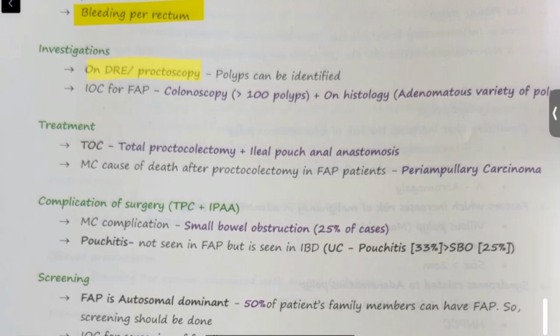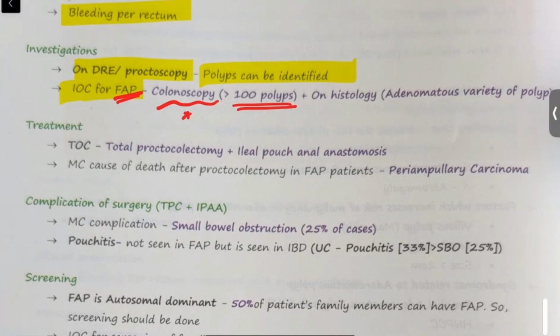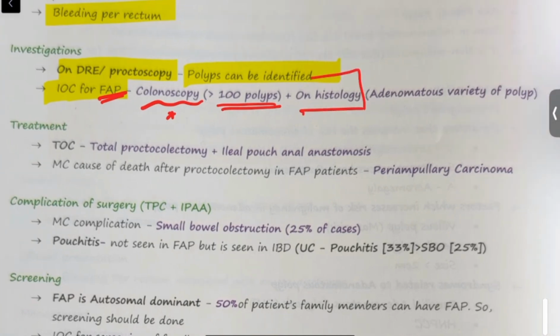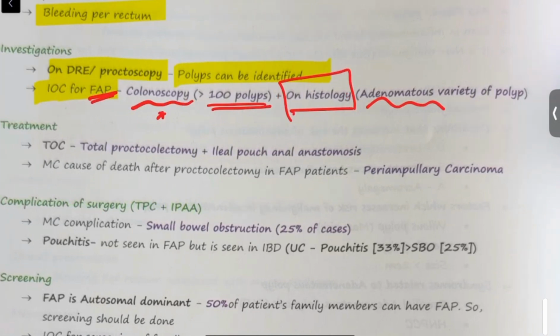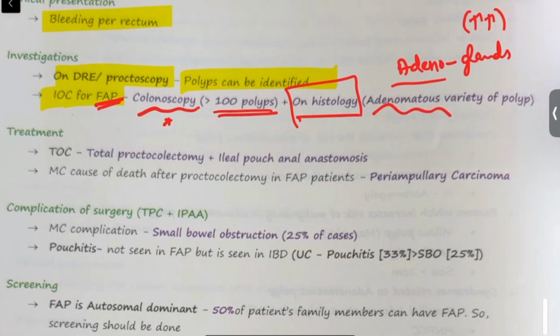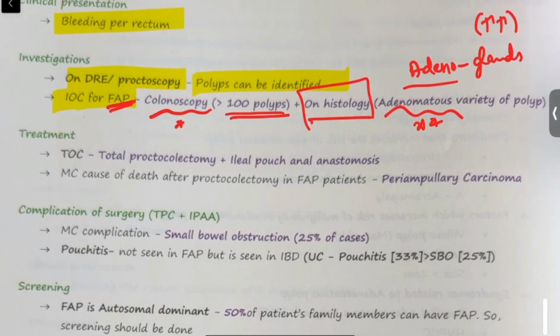On digital rectal examination or proctoscopy, we can see the polyp, and the investigation of choice to say that this is familial adenomatous polyposis, you can say colonoscopy is the investigation of choice, like visualizing it. And if we are able to visualize more than 100 polyps and we take a biopsy of that and see it under microscope, we will be able to see numerous glands. Adeno means glands. Okay, so increased number of glands will suggest that it is adenomatous variety of polyp. So more than 100 polyps on colonoscopy, and on histology, if adenomatous variety of polyp is seen, then we can say that it is familial adenomatous polyposis.